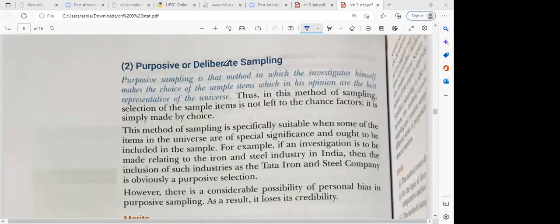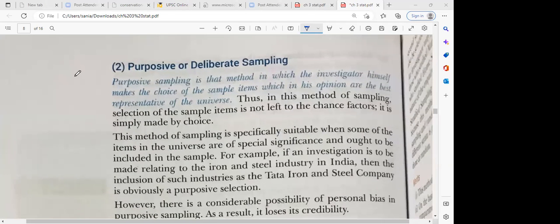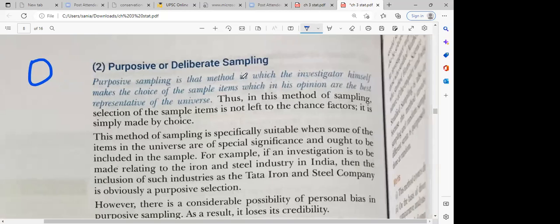Now, next, the second one is purposive or deliberate sampling. Purposive is basically when I am doing sampling with any purpose, knowingly, deliberately. So this purposive sampling is that method in which the investigator himself makes a choice of the sample. For example, these are the students. Over here, I am not choosing randomly. For example, I want dancers, so of course I will choose those students who are good in dance, right? So I will purposely choose these two people.